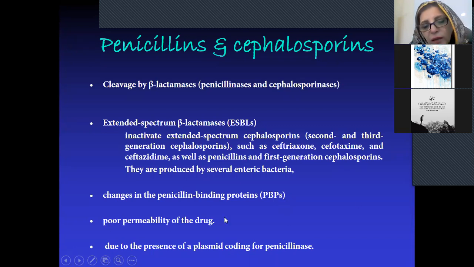Here, the drug may not be fully permeable through the cytoplasmic membrane. Then we can have a penicillinase coding plasmid in the bacteria, which is going to continuously produce the penicillinase enzyme. So all of these mechanisms are going to result in resistance to penicillins and cephalosporins.